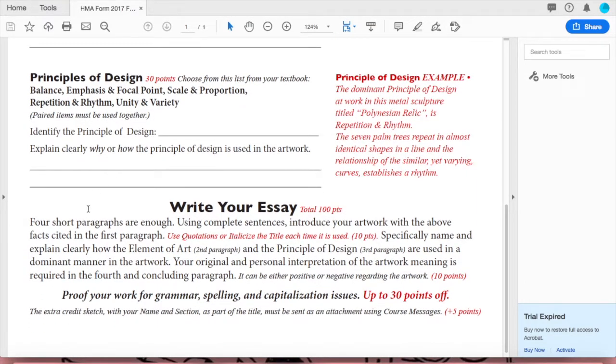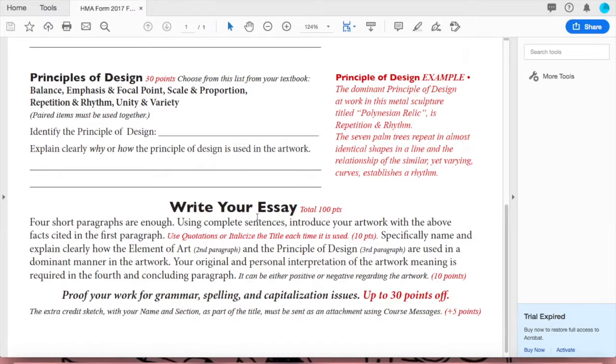So 4 short paragraphs are enough. I do require at least 4 sentences in a paragraph, or else if you do 2-sentence paragraphs, your paper is going to be tiny, and it's really just not enough. It's really just not enough writing to explain these concepts, okay? So you need to at least have a 4-sentence paragraph for each one of your 4 paragraphs, all right?